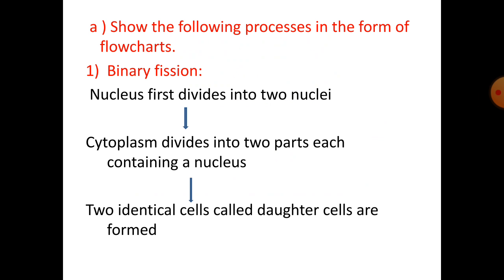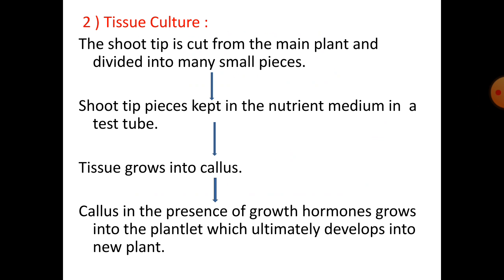Binary fission. Nucleus first divides into two nuclei. Cytoplasm divides into two parts each containing a nucleus. Two identical cells called daughter cells are formed.